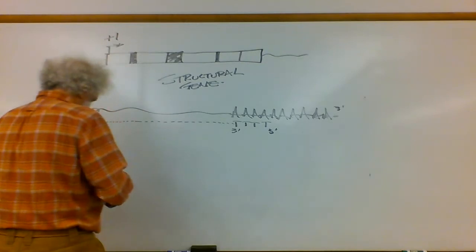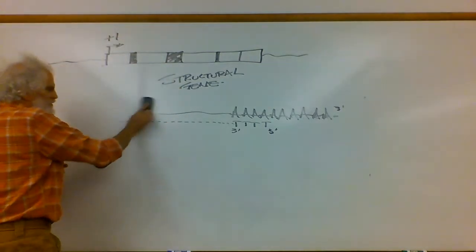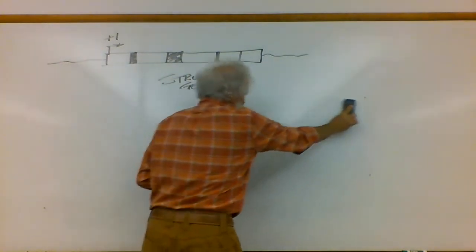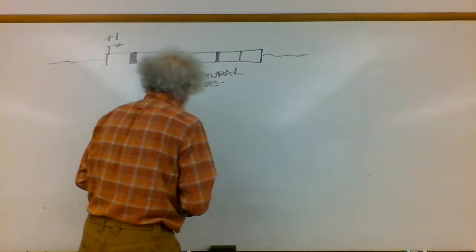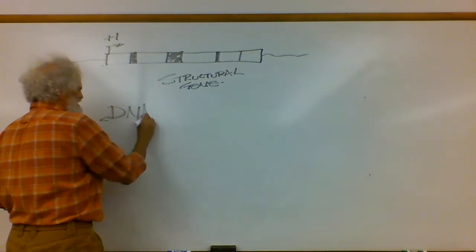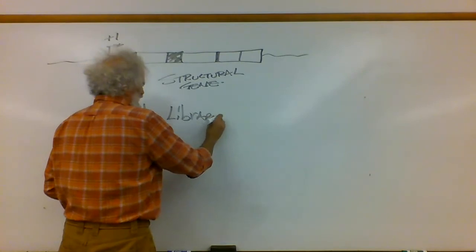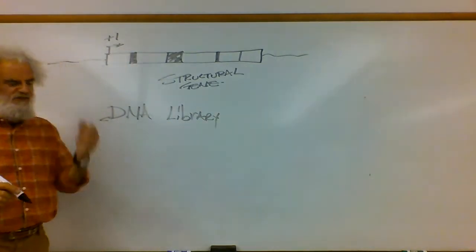Now, using basically the same tools, we clone this into a vector, and we now have produced what's known as a cDNA library. And we're going to carry out a screen in the exact same way.